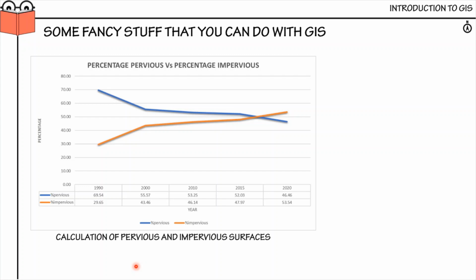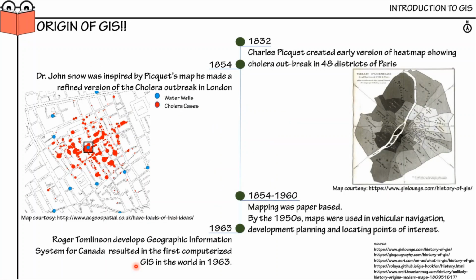But where did it all originate? When did it all begin? So let us see the history of GIS. So it all began in 1832 when Charles Picquet decided to map the cholera outbreak in 48 districts of Paris. Inspired by this, further in 1854, Dr. John Snow mapped the cholera outbreak in London. Except this was a little more detailed map. How, we will look into it in the further slides.